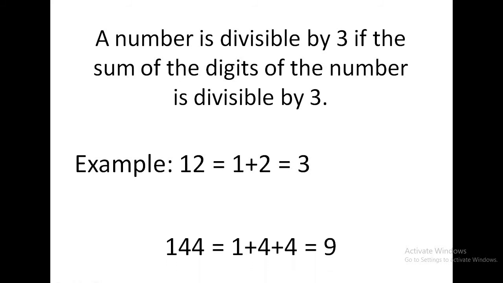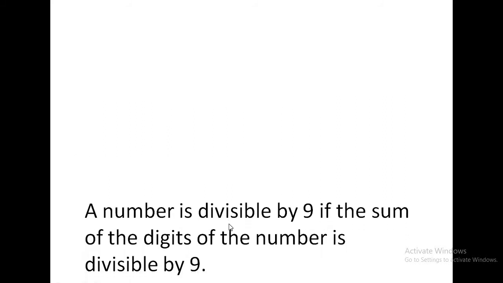Another example, children, 144. Add all the digits, 1 plus 4 plus 4, you get the sum 9. So 9 is divisible by 3, hence 144 is also divisible by 3.